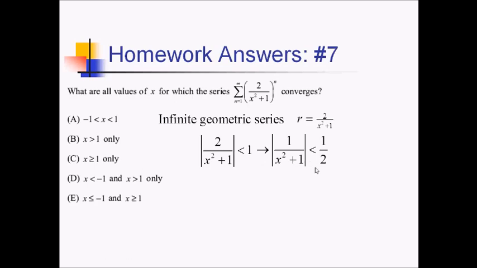Here's where it gets a little bit interesting. Logically thinking about this, in order for this fraction to be less than this fraction, that means the denominator over here has to be bigger than the denominator over here. Bigger denominator means smaller overall fraction. So that means that this x squared plus 1 stuff has got to be greater than 2. All right, so where do we go from here? Well, we can subtract 1 from both sides. Nothing fancy going on there.